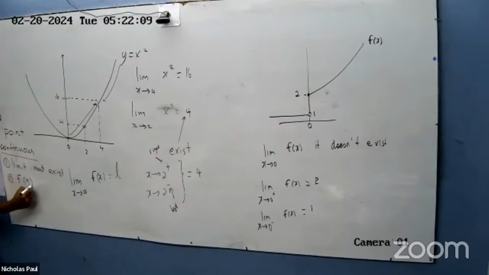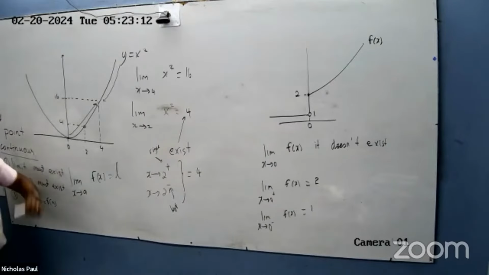F of A must exist. So the point must exist. So for example, if you are using 2, then F of 2 must equal some value. Right, so the first thing, the limit must exist. Second thing, F of A must exist as well. And third thing, the limit as x approaches A must be equal to F of A. Both of them must be equal.